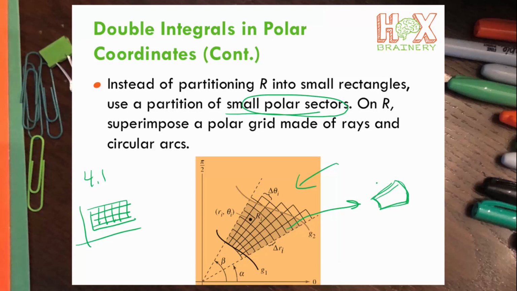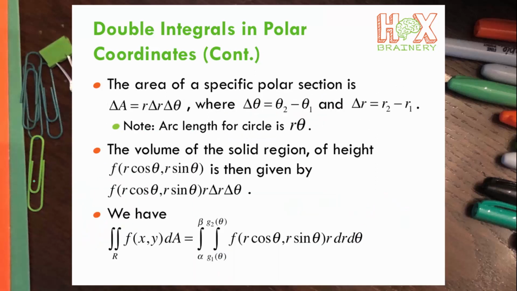Basically, think of taking region R and superimposing a polar grid on it. So we break up this region into polar sectors. Back in the first section of this chapter, 4.1, to find the area of this region, we would sum up the area of each of these rectangles. We want to do that same concept here in this section, except in order to find this area, we have to sum up the area of all these little polar sectors. So let's figure out what the area of a polar sector is.